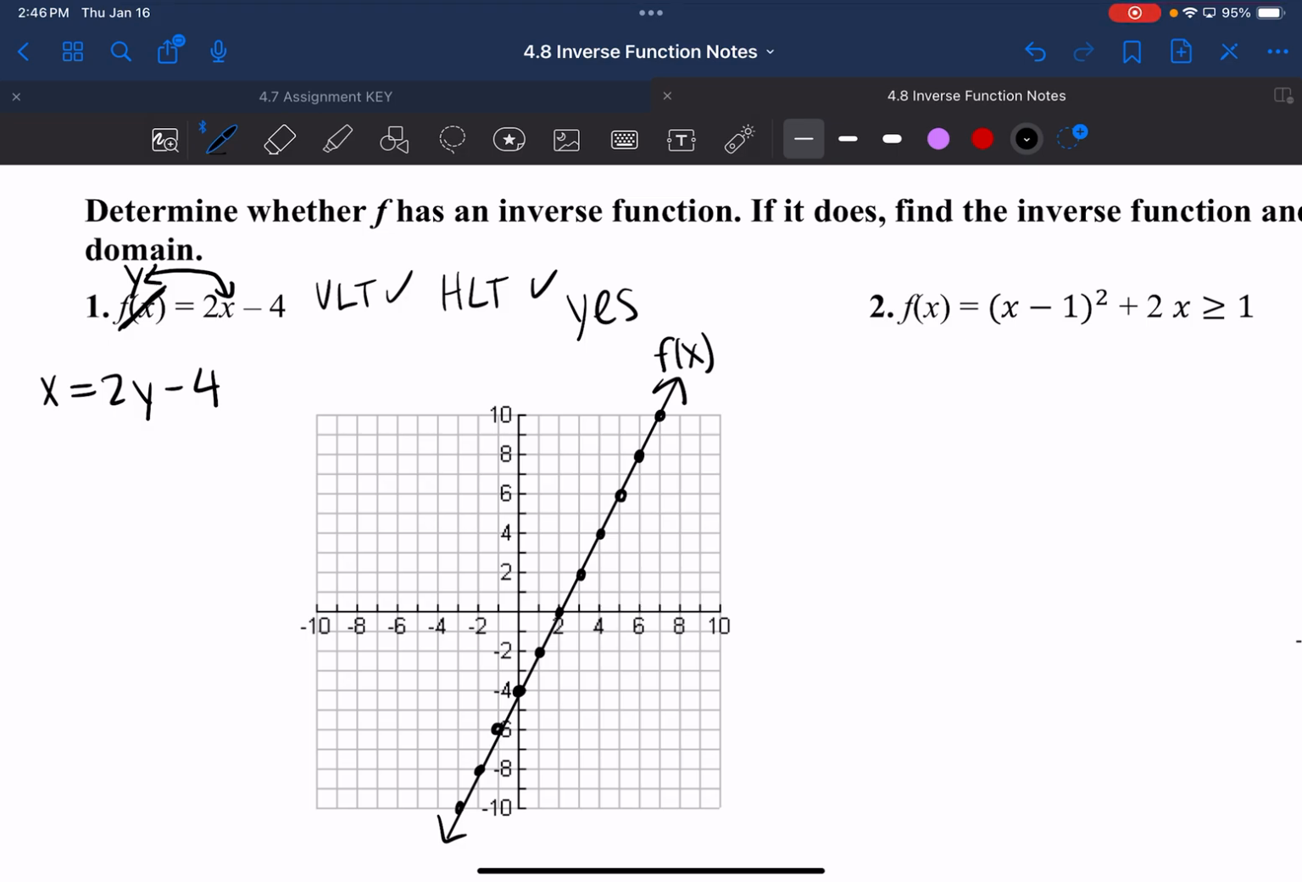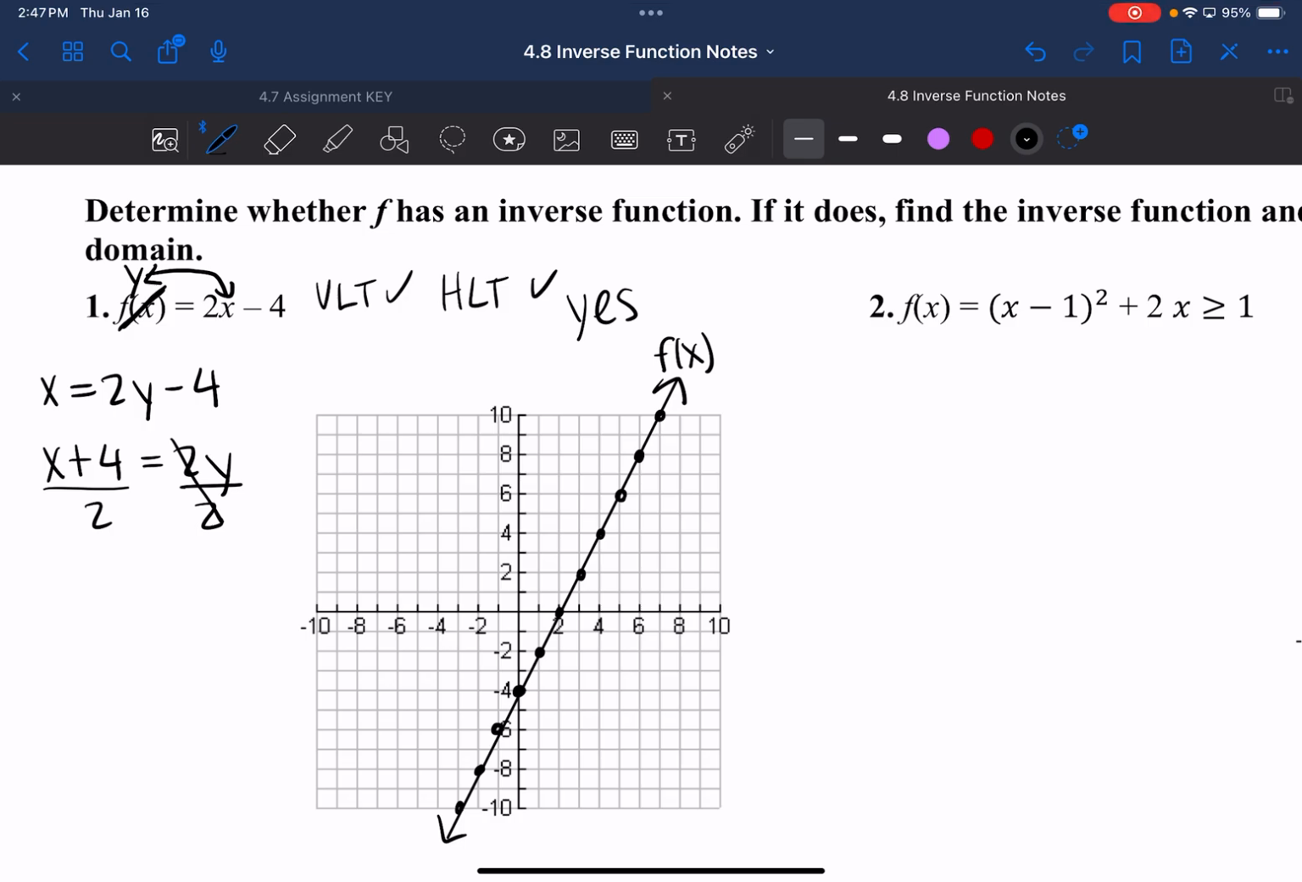But if we're going to have to graph it, we want to know it in the form y equals. So I want to get the y by itself. In other words, solve the equation for y. So what would I do first? Add the 4. So I'd have x plus 4 equals 2y. Then what should we do? Divide by 2. All right, so y is equal to (x plus 4) over 2.